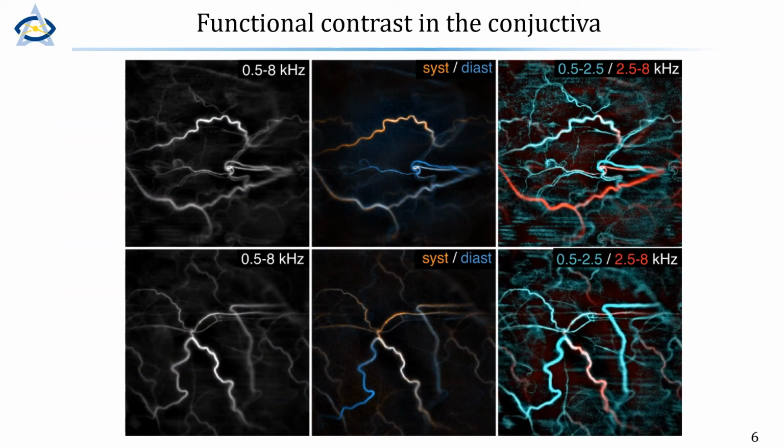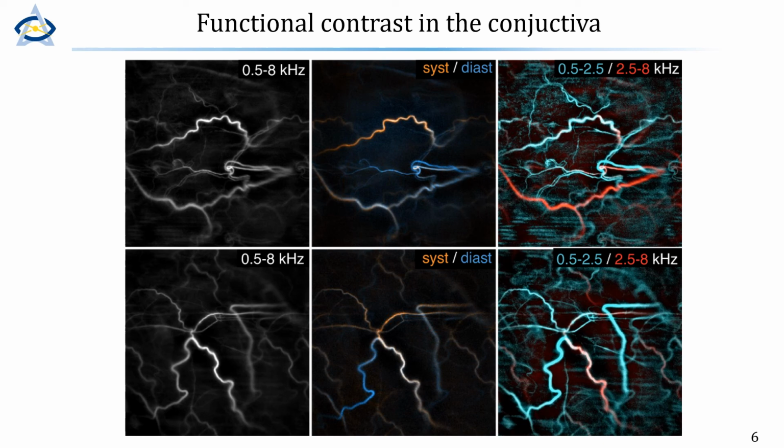We have applied the contrast that we had found useful in the retina and choroid for this blood flow movie. So on the left you can see the standard power Doppler images. It was for 0.5 to 8 kilohertz, and vessels are not discriminated. And then in the middle we use the fusion of images that are taken between systole and diastole, so they reveal the variations of blood flow and how they differ in different vessels.